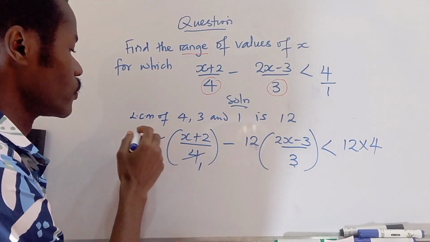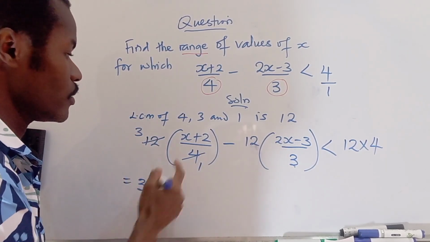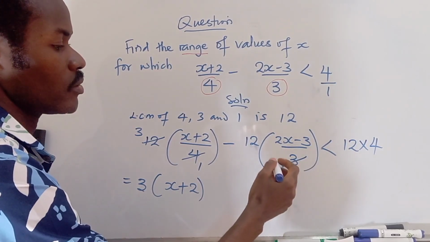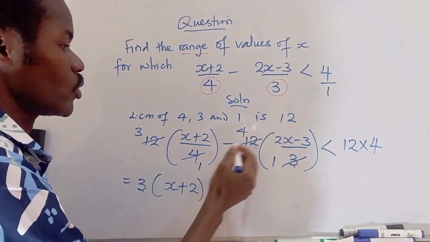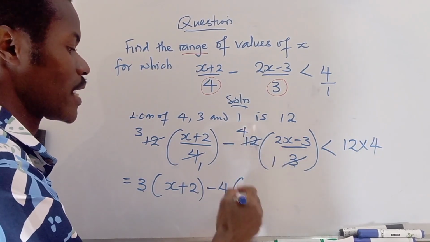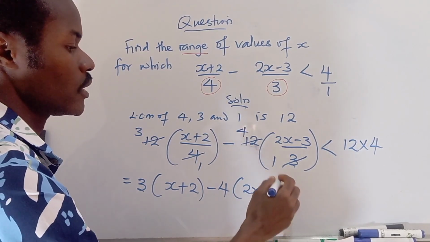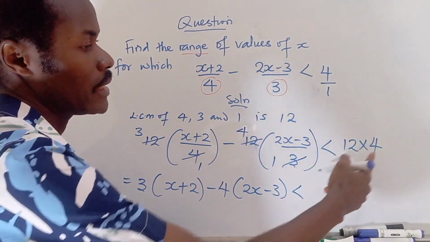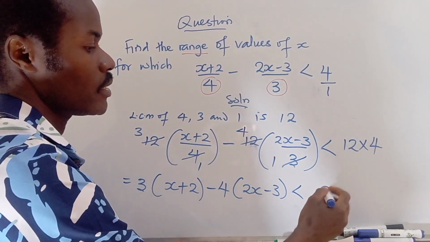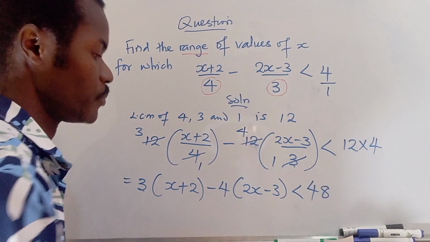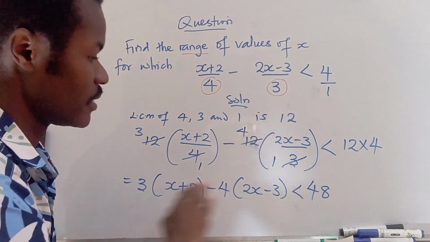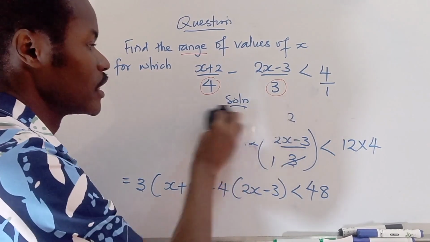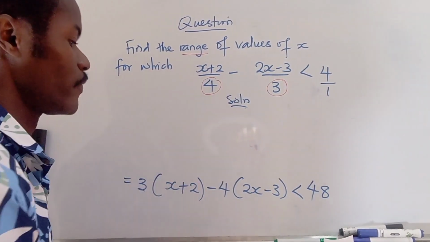4 into this is 1, 4 into this is 3. So we have 3 multiply in bracket x plus 2. 3 cancels itself, it is 1. 3 into 12 is 4. So we have minus 4 is going to multiply 2x minus 3. We have our less than. 12 times 4 is going to give us 48, because 4 times 2 is 8 and 4 times 1 is 4. Now that we have this expression, we can now open brackets, which is our next step, and simplify further.